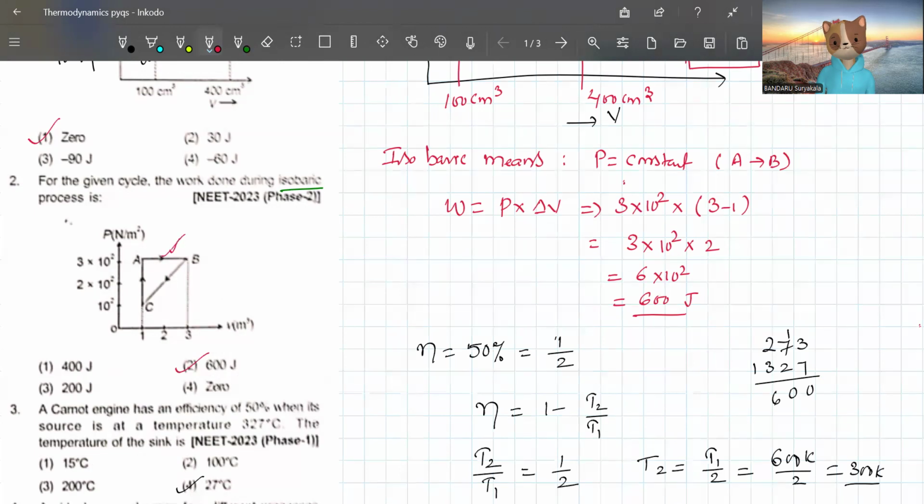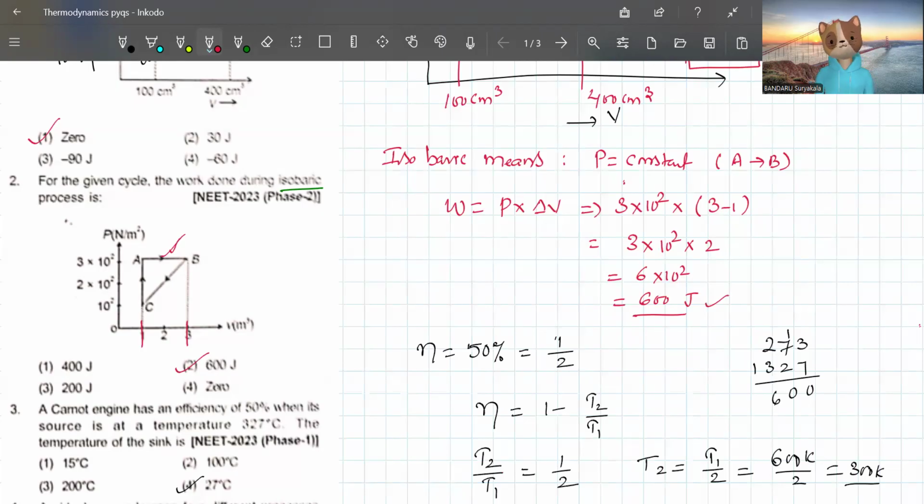This is an isobaric process. In this isobaric process, we have the formula pressure P into delta V. Delta V means the change in volume, 3 minus 1. The B corresponding value is 3 and this is 1. So 3 minus 1, it becomes 600 joules, which is the correct answer. So option 2 is the correct answer. W is equal to P into delta V.